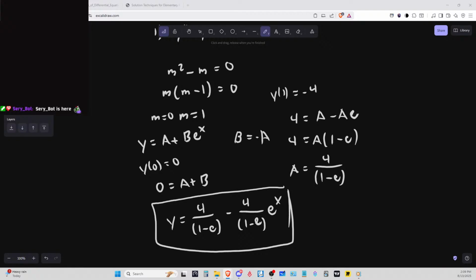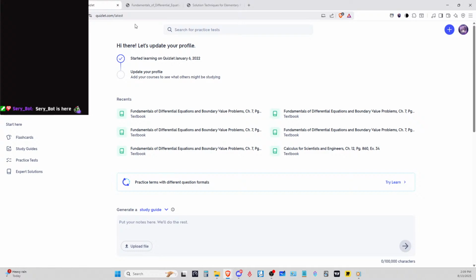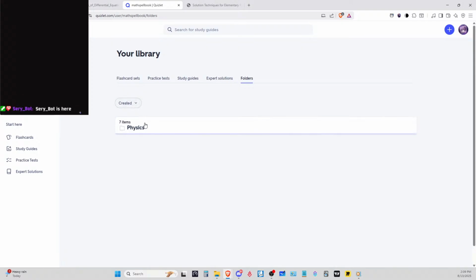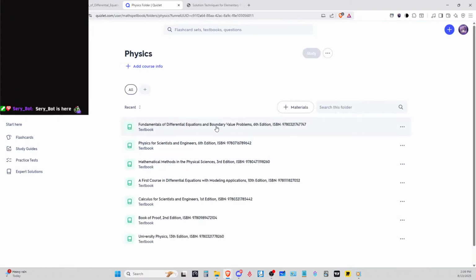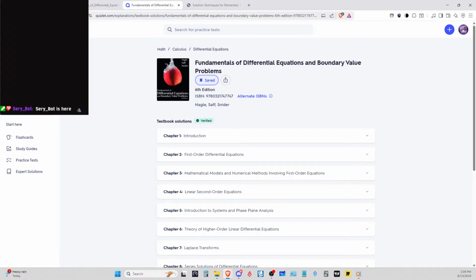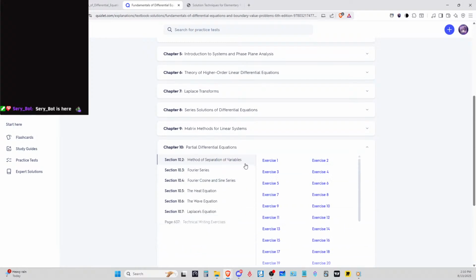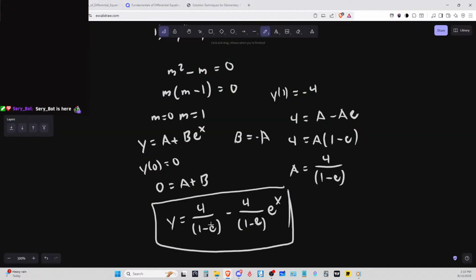I forgot to bring up Quizlet, so let's bring Quizlet out. Drag it down here. Put it right here. Well, actually, next to the textbook. Then we'll go into our library, folders, physics. Here we go. And we are on chapter 10.2. So number 1, we have this solution.